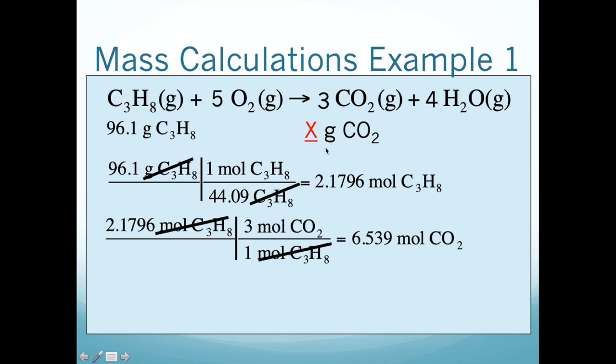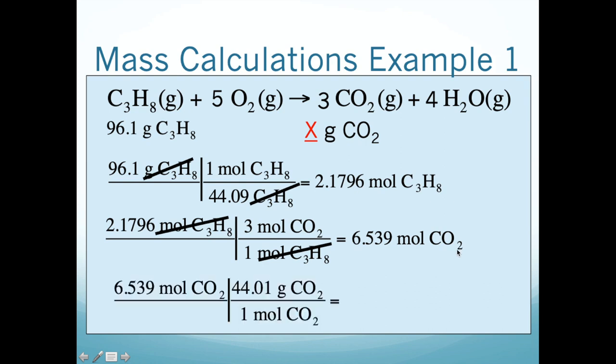But the question wants the answer in grams. So we have one more conversion to do. We've got to take our moles and convert to grams. But notice that this is moles of CO2. So we need to figure out the molar mass of CO2. So we look up carbon, it's got a mass of 12 grams per mole. Oxygen 16, but there's 2 of them. So when we add them up, we get 44.